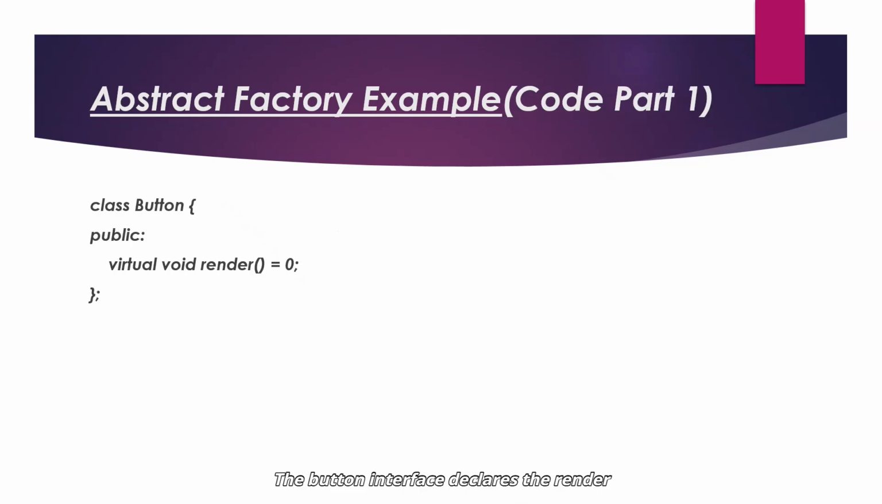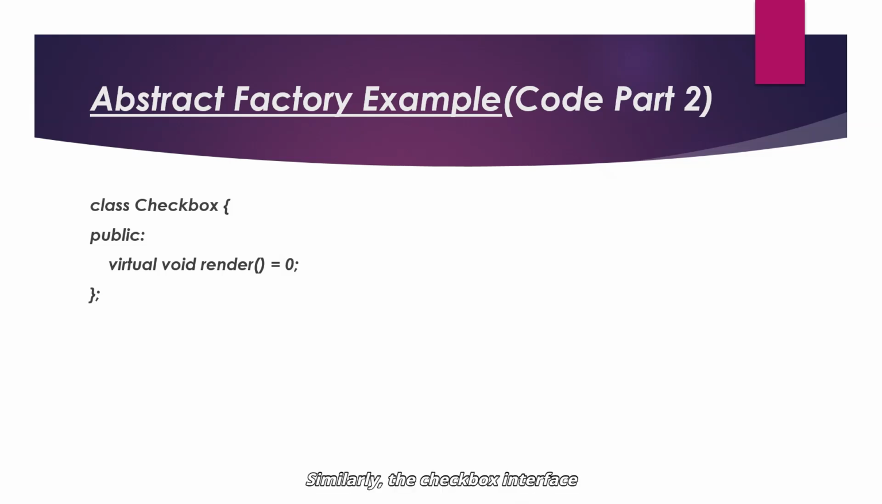The button interface declares the render method, which is implemented by each concrete button class. The render method allows the button to be displayed differently depending on the platform. By defining this method in the interface, we ensure that all buttons behave consistently across platforms.